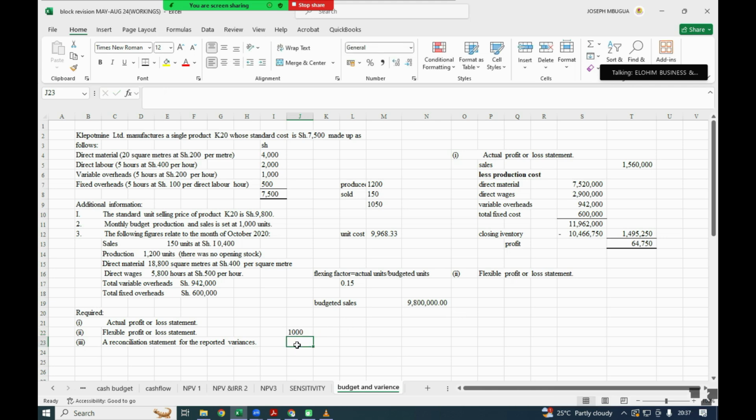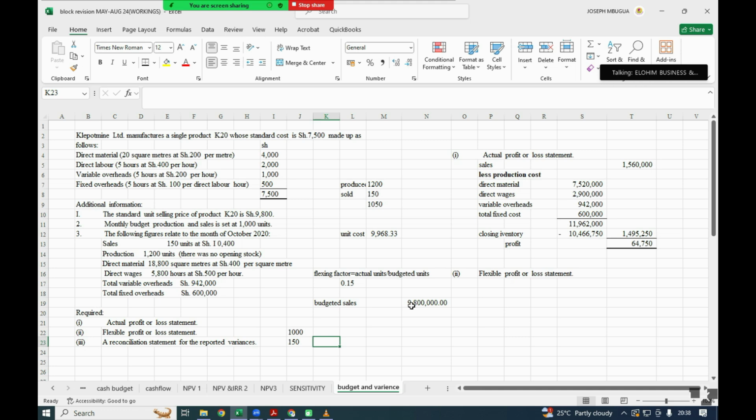But what if now we sell 150? That is where the question comes in. What if we sell 150, because we ended up selling 150 vis-a-vis what we had budgeted of 1,000? In this case we'll find that our sales will reduce. That's why we are saying the flexible budget will capture the actual sales, not the actual production that we had. Yeah, the actual sales that we sold.